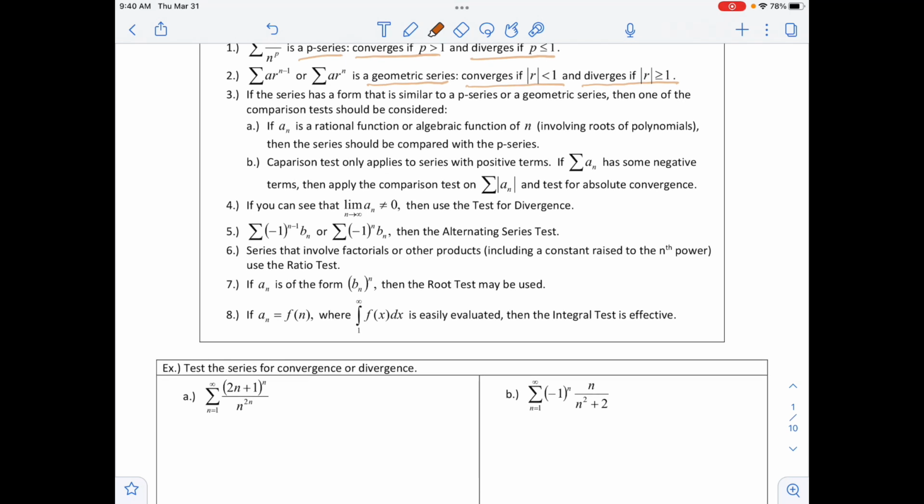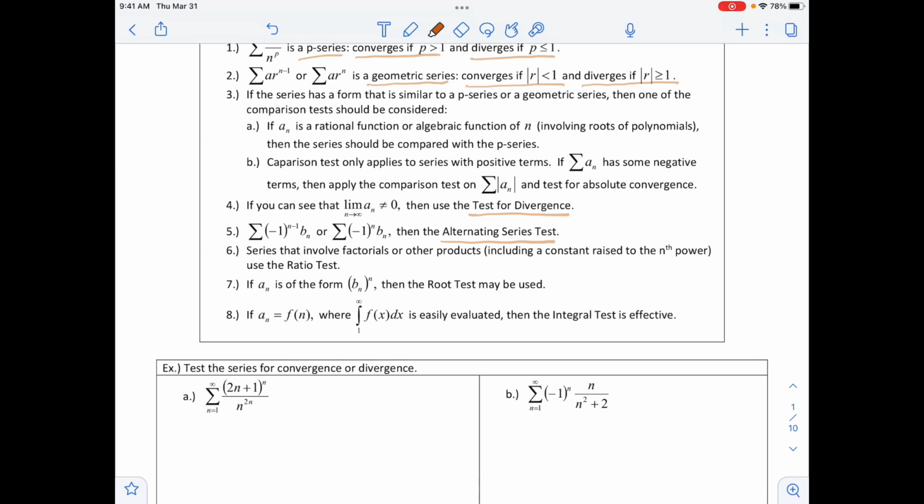4 says if you can see the limit as n approaches infinity of a sub n does not equal 0, then use the test for divergence. And 5 says if the series is the sum of negative 1 to the n minus 1 times b sub n, or the sum of negative 1 to the n times b sub n, then you're going to use the alternating series test.